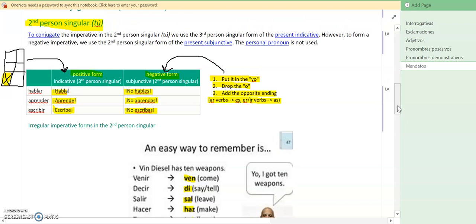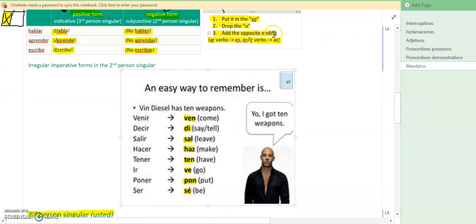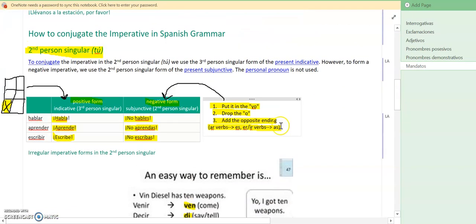So how do you form informal commands? The positive commands are formed one way, and the negative commands are formed another way. The negative commands follow the same pattern that we just did with usted form commands. Put it in the yo, drop the o, add the opposite ending. So they follow the same pattern. So you would have no hables, no aprendas, and no escribas. They have the same irregulars, sea, vaya, dé, esté, and sepa. So they pretty much follow the exact same thing.